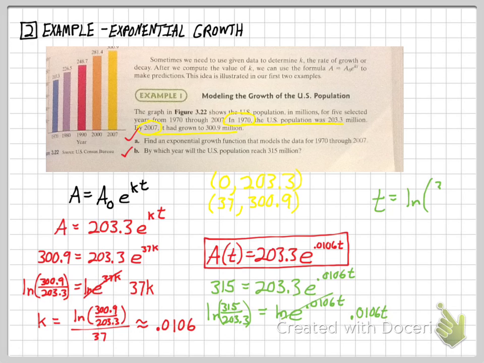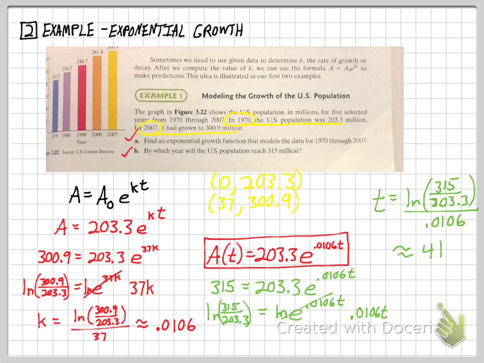and so my final time in this question is going to be the natural log of 315 divided by 203.3, and then that quantity over 0.0106, and the approximate year for that is 41 years. Approximate t value is 41 years.